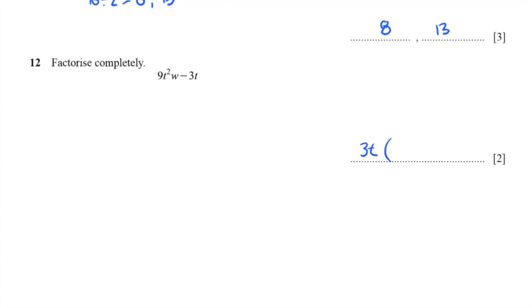So if we take the 3 out of the 9, we're going to be left with 3, because 3 times 3 is 9. We take a t out, we'll be left with, from t squared, we're just left with t, because t times t is t squared. The w, of course, is remaining. And when we take 3t from 3t, we're left with a 1, and we have factorized completely.